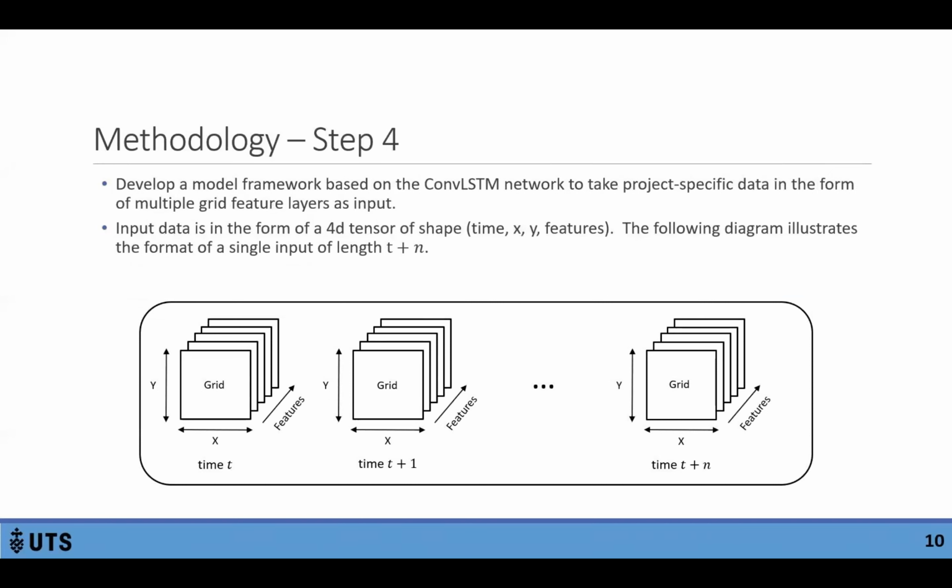The input data to the model is in the form of a 4D tensor, with the 4th dimension being the aggregated features, and each input being of length t plus n, where t is a predefined time step, and each time step consists of a number of grid feature layers.